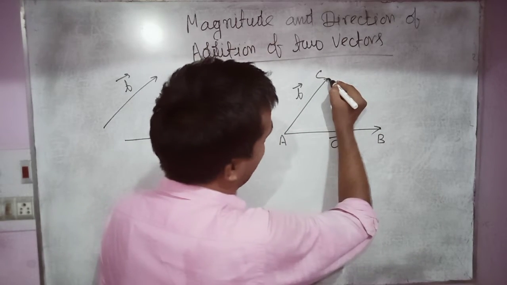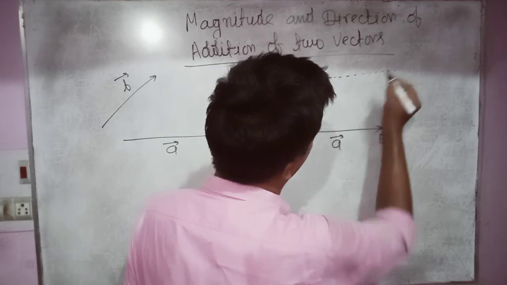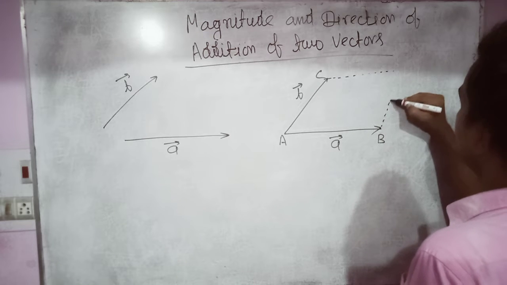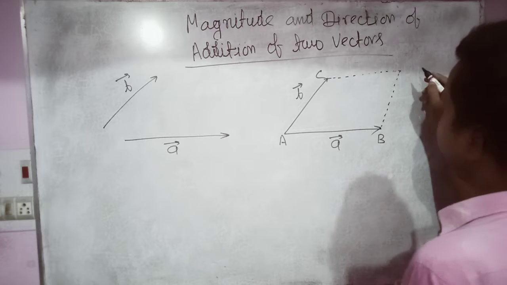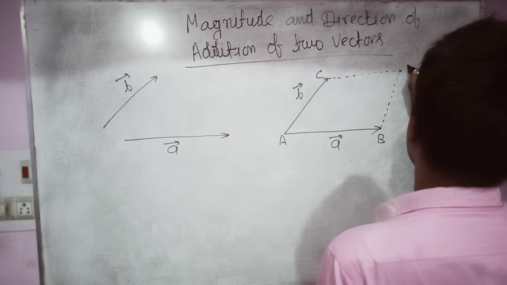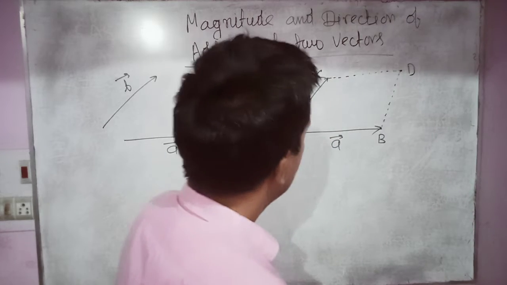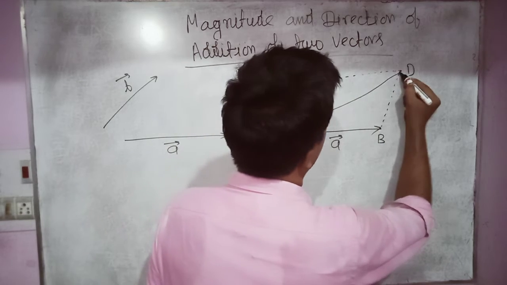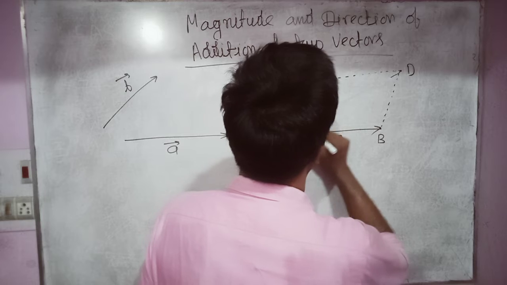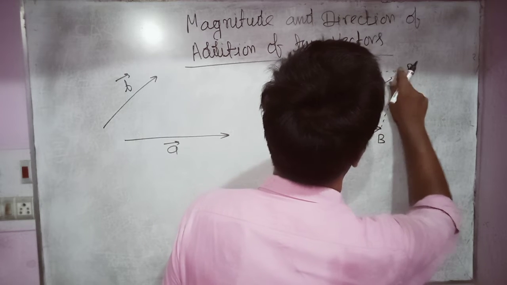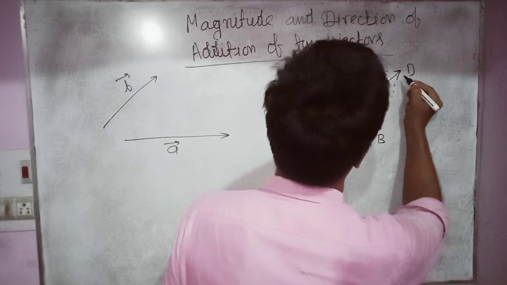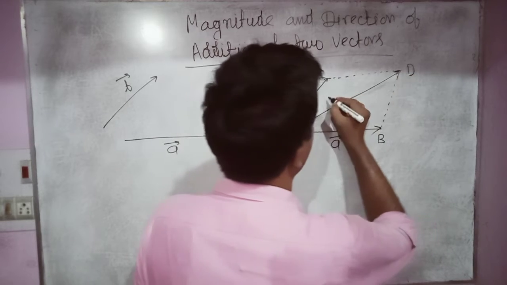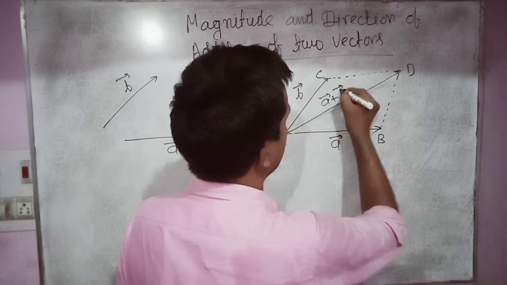Now from C we draw a line parallel to vector A. Also from B we draw a line parallel to vector B. These two parallel lines meet at a point, this is called D. So the vector AD is vector A plus vector B.